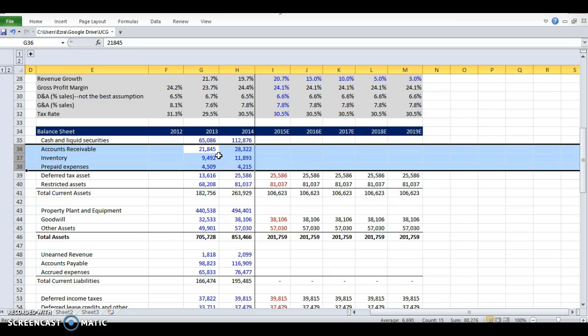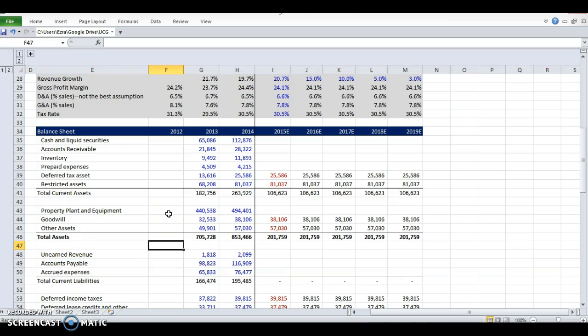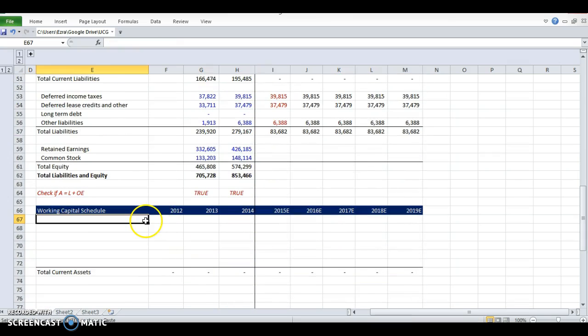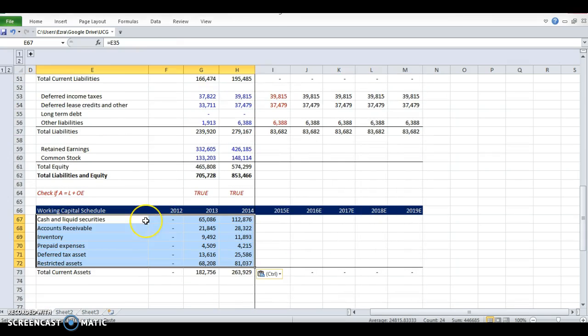We have accounts receivable, some of our current assets. We've got some of our current liabilities here. So let's do that now. I'm going to create a new schedule called working capital schedule. And I'm just going to go ahead and copy and paste the links here. That's a cool copy paste special function. You can just copy and paste the links.